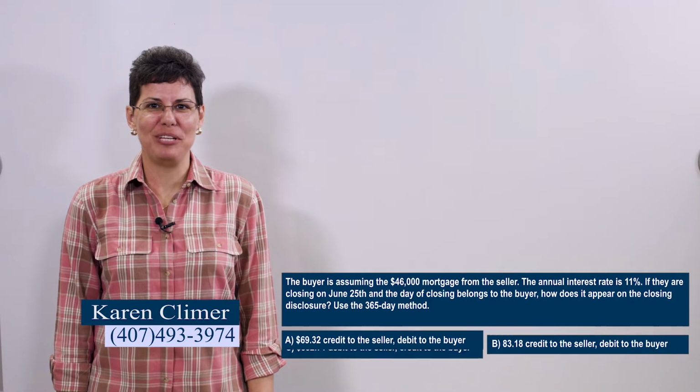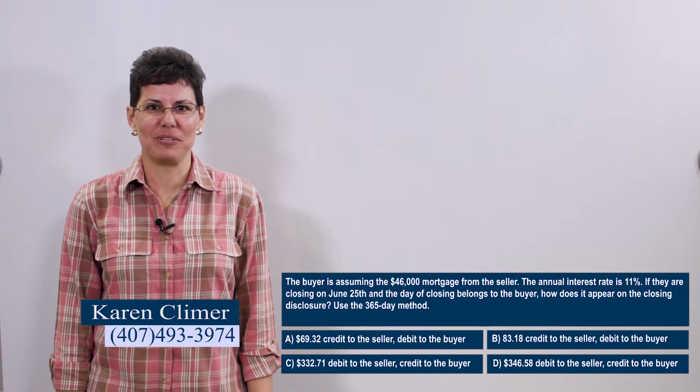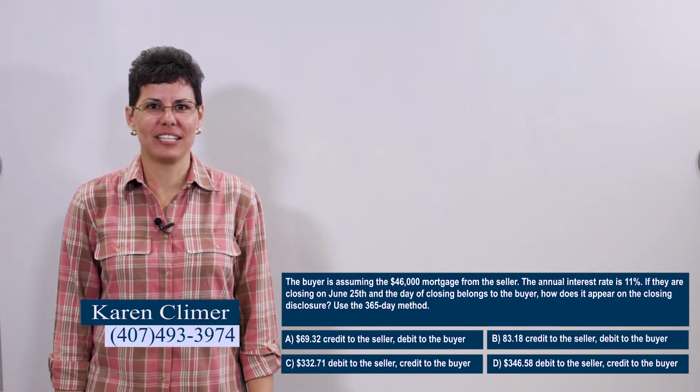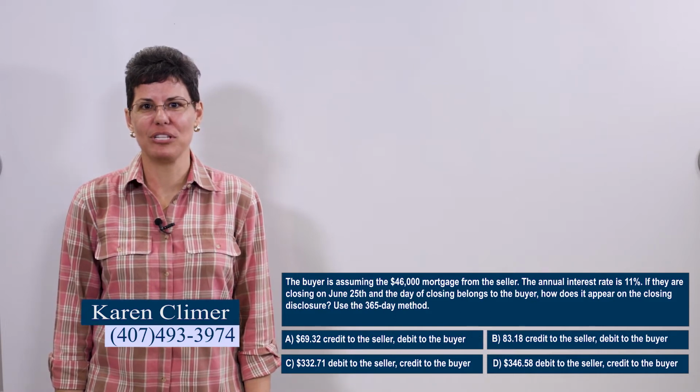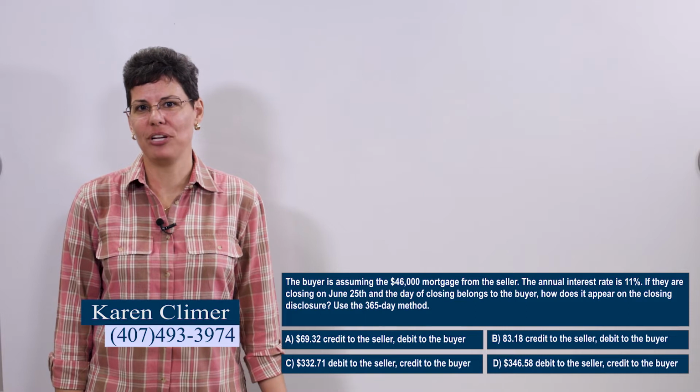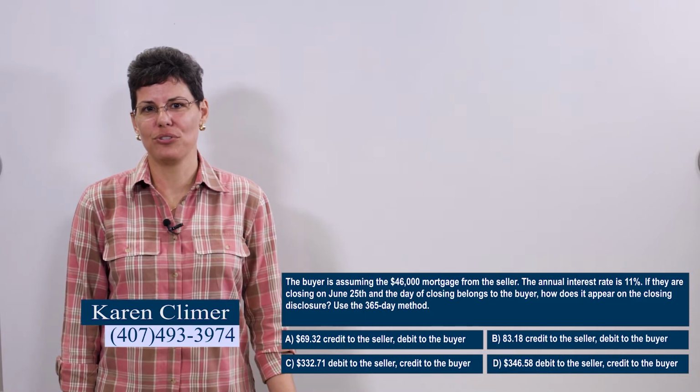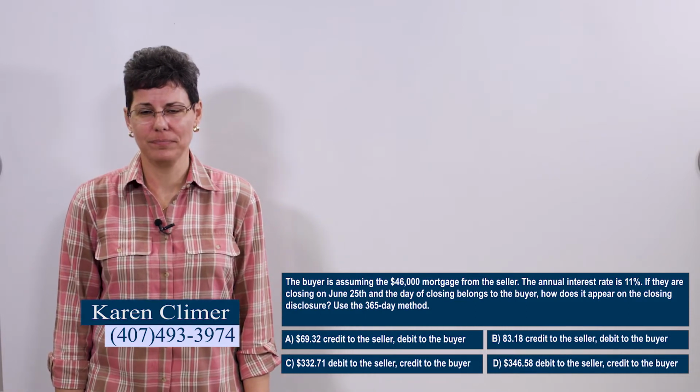The buyer is assuming the $46,000 mortgage from the seller. The annual interest rate is 11%. If they're closing on June 25th and the day of closing belongs to the buyer, how does it appear on the closing disclosure? Use the 365-day method.